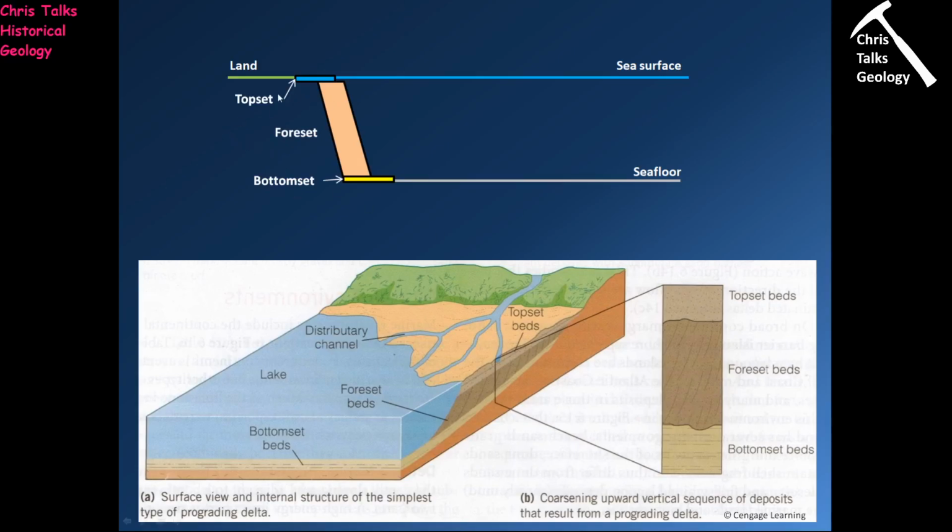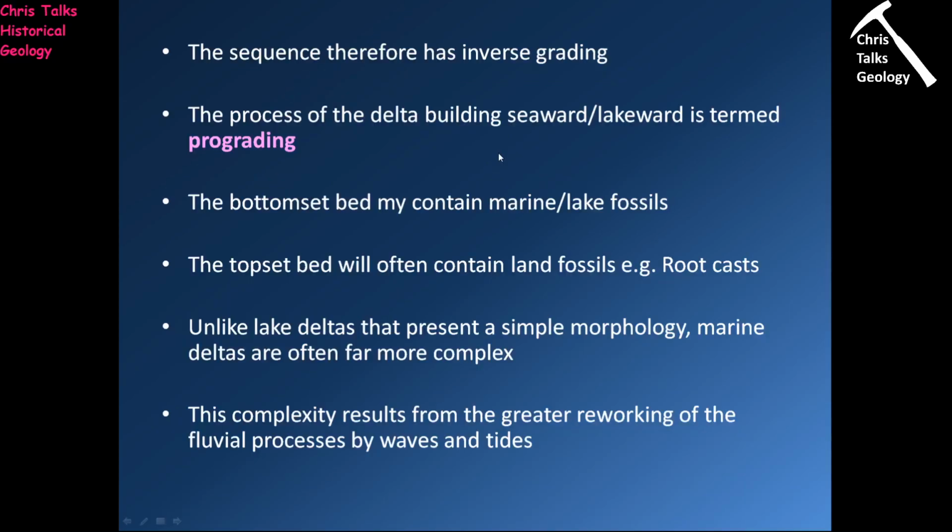And so what will happen over time is our delta will naturally build out. So here I have a pretty crude diagram, but I hope it will get the point across. So here's our land, here's our sea, here's the seafloor, and this represents the delta. So we have the bottom set in yellow, the foreset in peach, and the top set in blue. And so over time, as more material gets dumped in front of our delta, it will steadily grow out into deeper water. And this process of our delta building out into deeper water is called prograding. Okay, so there we go. So our delta will build out into deeper water, it will prograde.